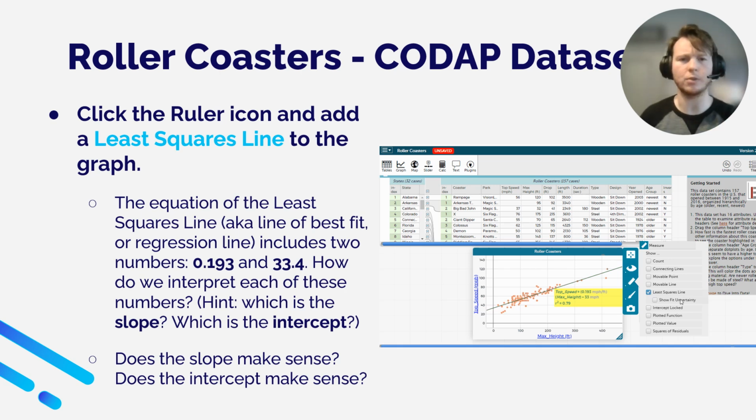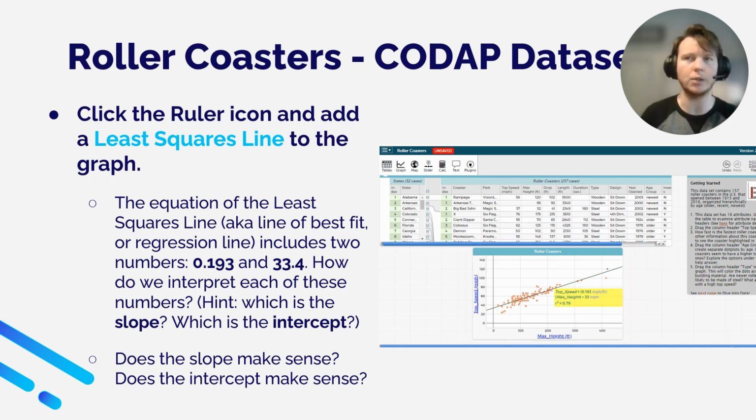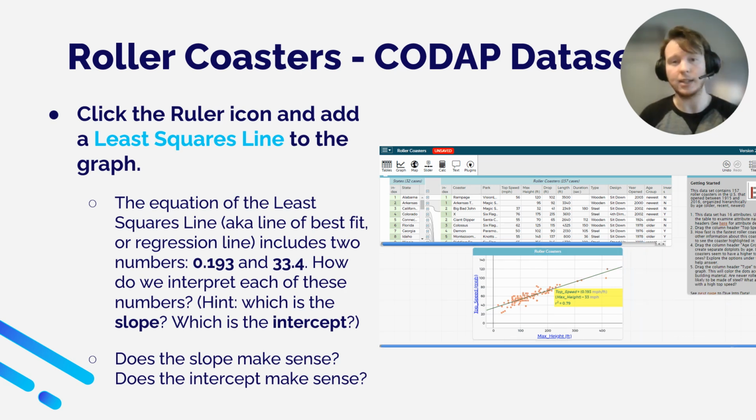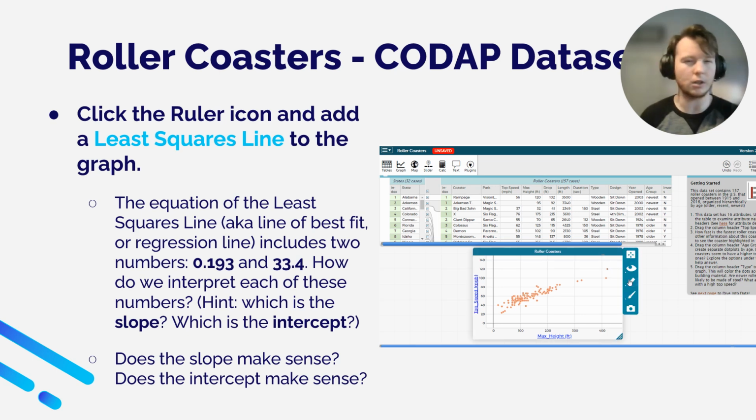Generally, the slope is going to be the unit change in y associated with a 1 unit change in x. The intercept, on the other hand, is going to be the predicted value of y when x is 0. Sometimes those numbers make sense in context. A lot of times they don't. For example, a roller coaster that is, say, 0 feet tall does not really make any sense.